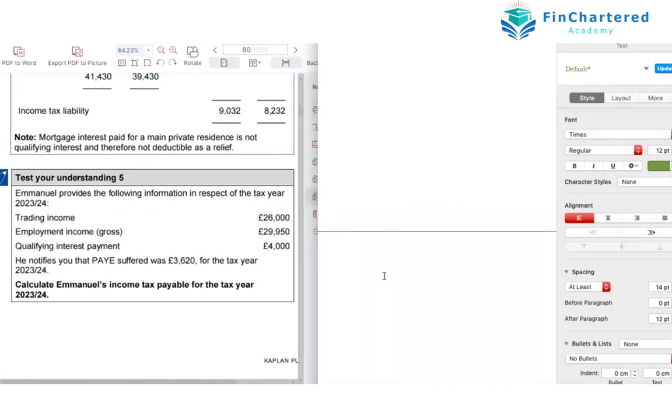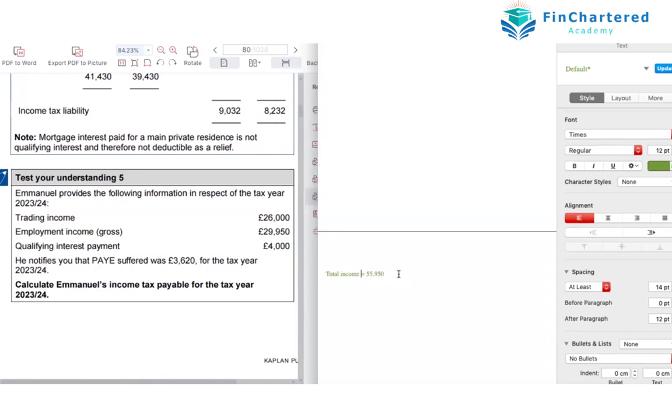Okay, all of you look at the screen. His total income is going to be 26,000 plus 29,950, which is 55,950. Right? So his total income is 55,950. Now, on this, did he pay any qualifying interest payment?